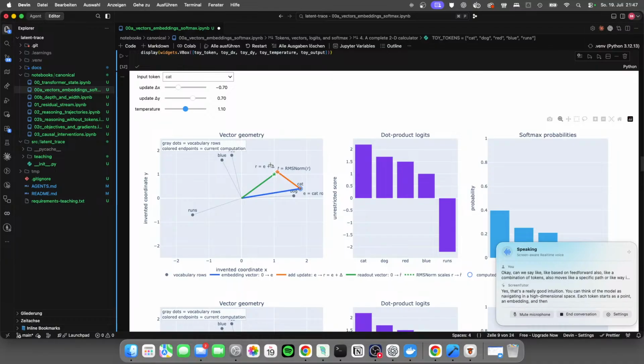Yes, that's a really good intuition. You can think of the model as navigating in a high dimensional space. Each token starts as a point, an embedding, and then each layer applies transformations that move that point, or the full state, along the path.